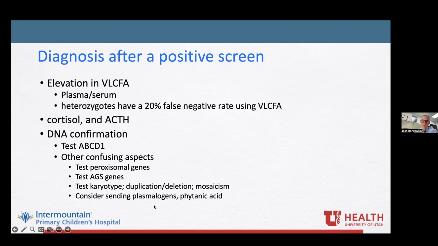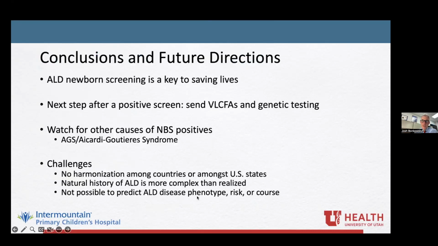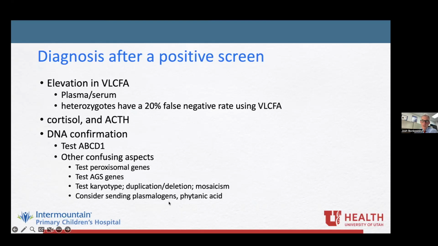And there are two other chemicals that are sometimes used in the screening process. They're called plasmalogens and phytanic acid, and they can help sort out the different kinds of peroxisome disorders if it's not ALD.